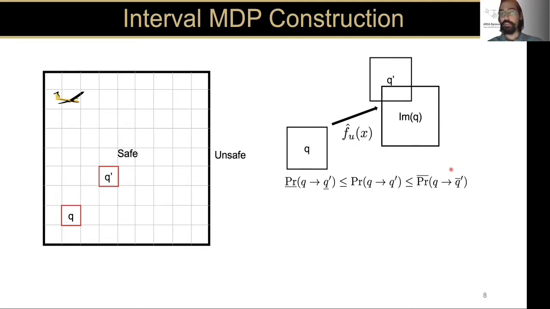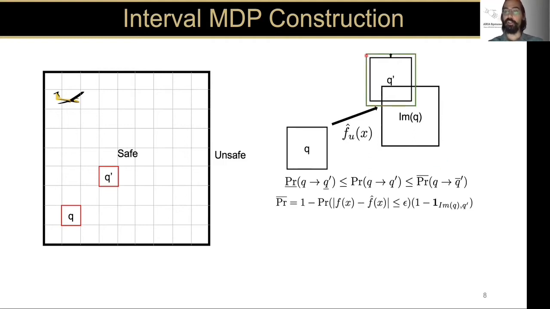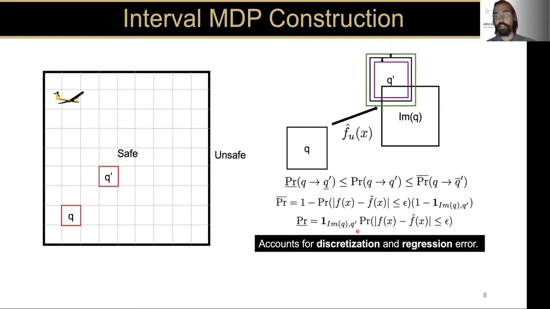Once we have this image of Q, we can look first at an expanded version of Q prime to come up with an upper bound on the probability of transitioning from Q to Q prime. And then we look at a shrunken version of Q prime to come up with a lower bound of transitioning from Q to Q prime. Details on how these transitions are done can be found within the paper, but the important part is that these account for discretization and regression error.